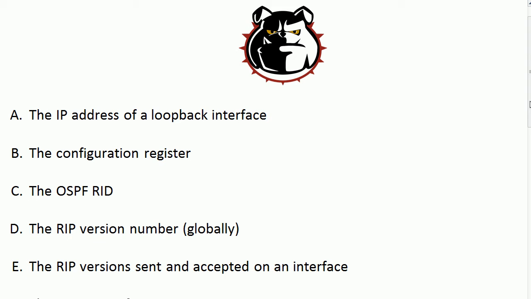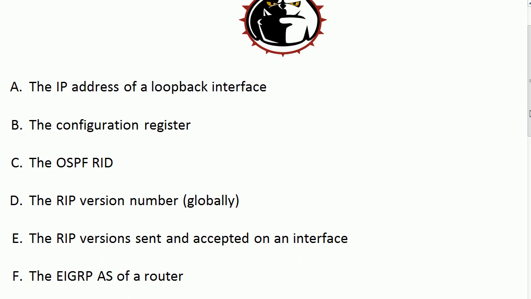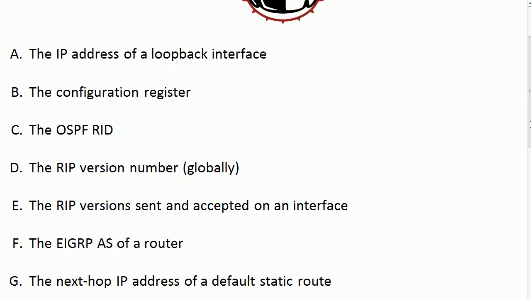Let's go ahead and look at the full list here. We've got the IP address of a loopback interface, the configuration register, the OSPF RID, the RIP version number globally, the RIP versions sent and accepted on an interface, the EIGRP AS of a router, and then finally the next hop IP address of a default static route. So if I rewrite a default static route, do I have to reload the router for that to take effect? We will take a look at that and a little bit of extra lab work on a live Cisco router in just a moment.